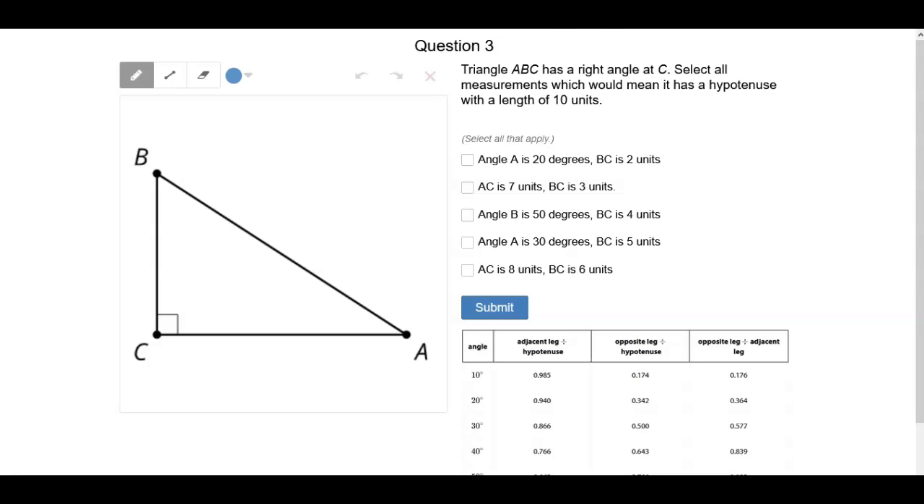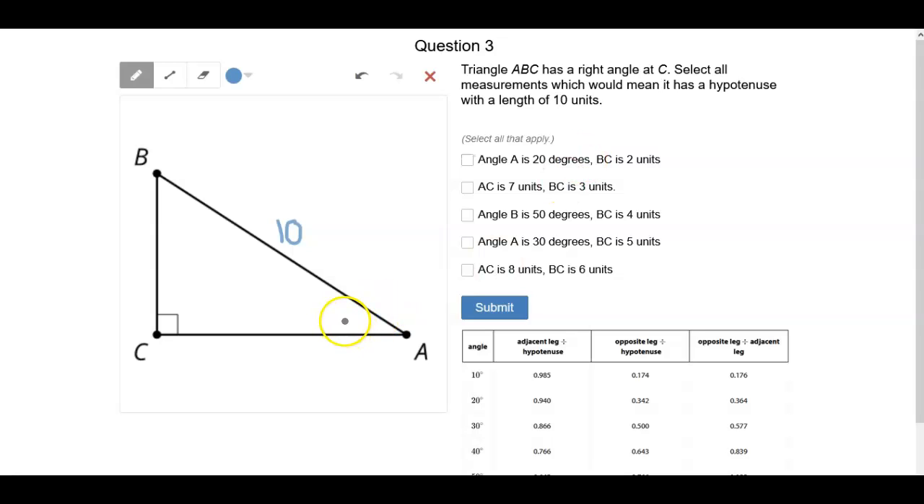Question 3, excuse me. Triangle ABC has a right angle at C. That's already marked for us. Select all the measurements which would mean it has a hypotenuse with a length of 10 units. So we want our hypotenuse to be 10. Let's just go through each one of these individually.